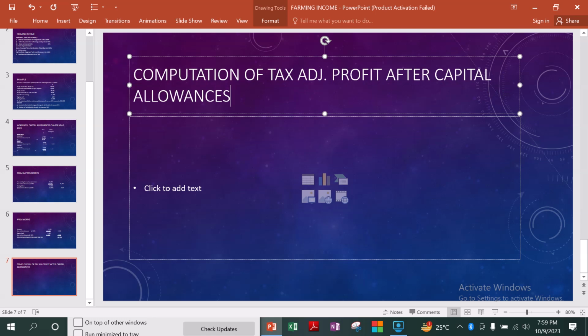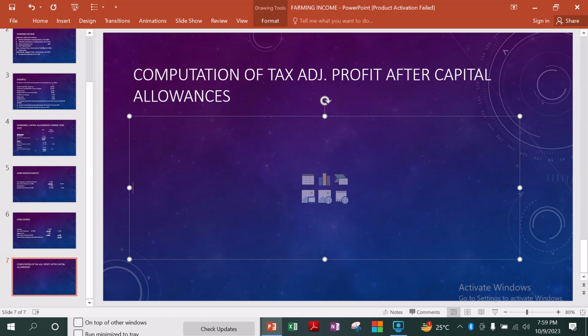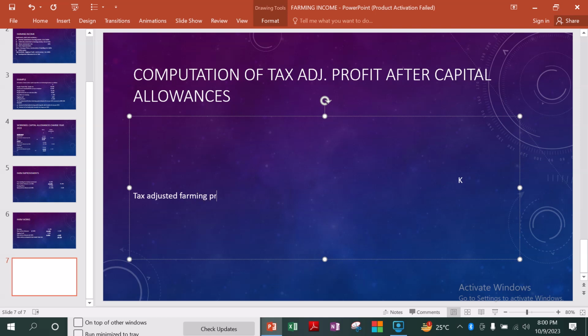Okay, so that's what we are going to do. So here, like before, we have the value, and then we have tax adjusted farming profit before capital allowances. That's what we are given in this particular question. And what is given is 509,000. That's what we are given in the question.